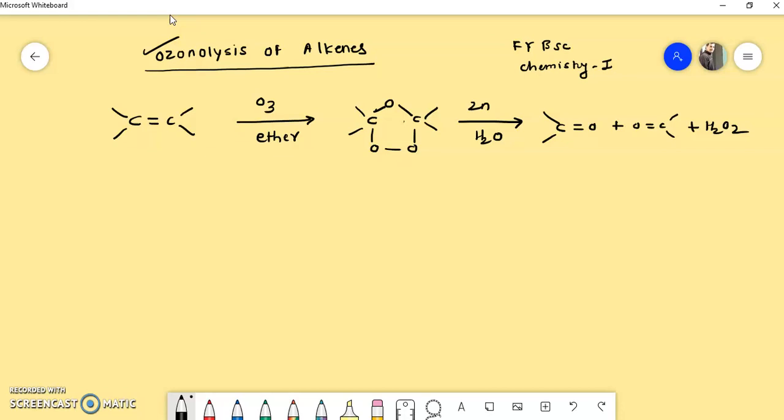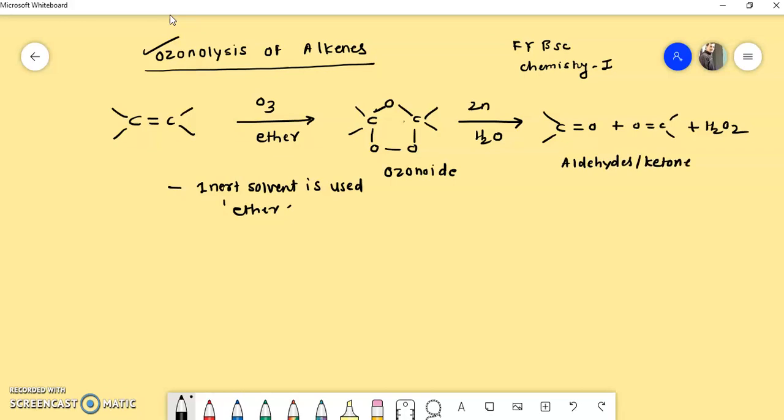So what are the important parameters which you have to remember? Inert solvent is used, that is ether is used here. The name of this intermediate is ozonoid, remember, which on decomposition with zinc will give corresponding aldehydes and ketones.